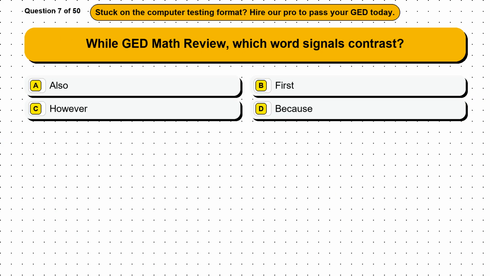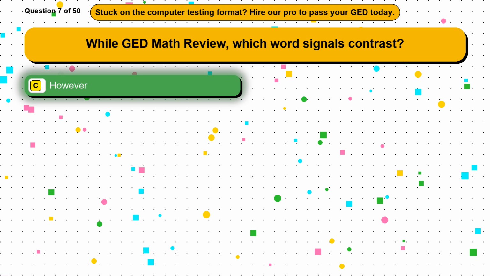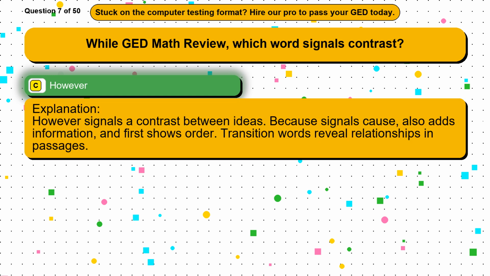Question 7. While GED Math Review, which word signals contrast? Option A, also. Option B, first. Option C, however. Option D, because. The correct answer is option C, however. However signals a contrast between ideas. Because signals cause, also adds information, and first shows order. Transition words reveal relationships in passages.